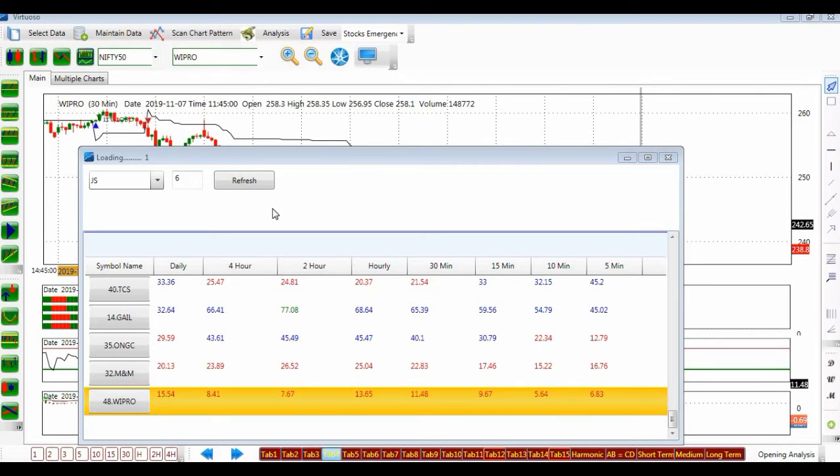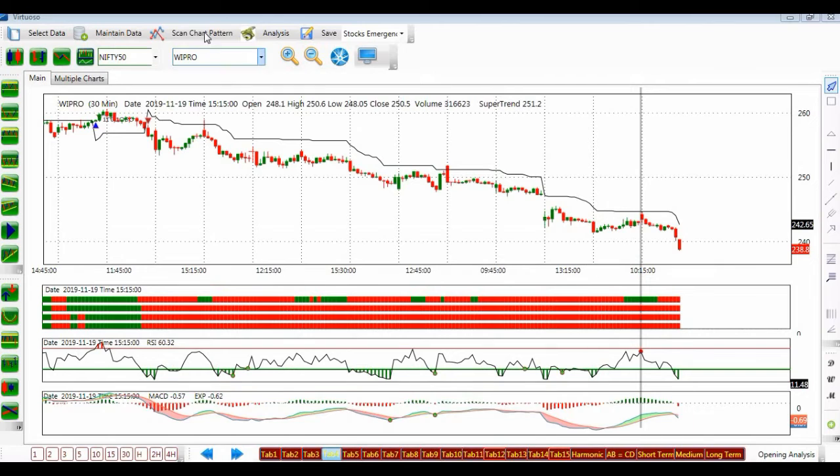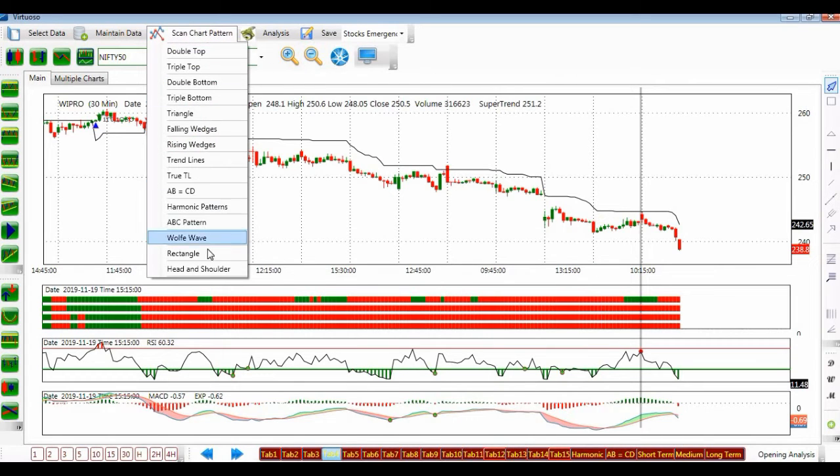So in this way you have seen how the JS indicator works and how it gives a precise indication about the trend of the market, so that you can make your position for buying or for selling, shorting or for long position. Now we'll have a look at some other scan chart patterns. So you can search on the rectangles, and you could go for the falling or rising wedges. Let's have a look at the rising wedges.